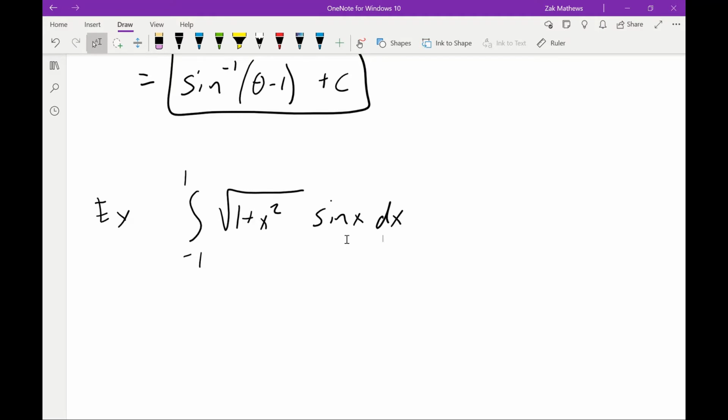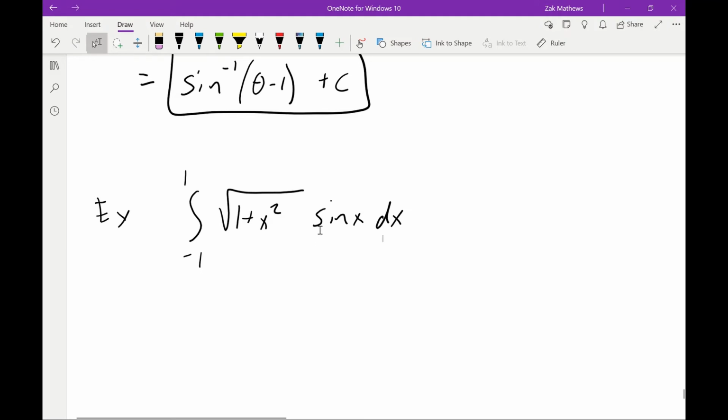We have a definite integral here. We're going from negative 1 to 1. Let's think about this function. Square root of 1 plus x squared would be an even function, and sine x is an odd function. Because we're combining them through multiplication, if we plug in that negative x here, this one doesn't change and this one does change, which makes the function as a whole an odd function.